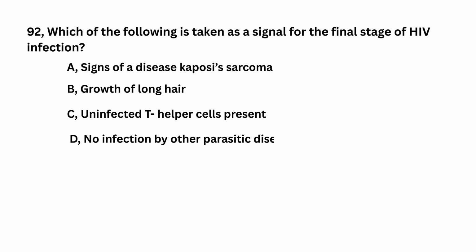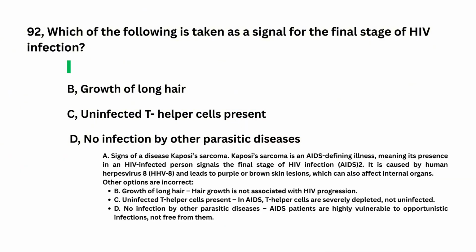Which of the following is taken as a signal for the final stage of HIV infection? Signs of a disease like Kaposi sarcoma, growth of long hair, uninfected T helper cells present, no infection by other parasitic disease. Signs of a disease like Kaposi sarcoma is the answer.